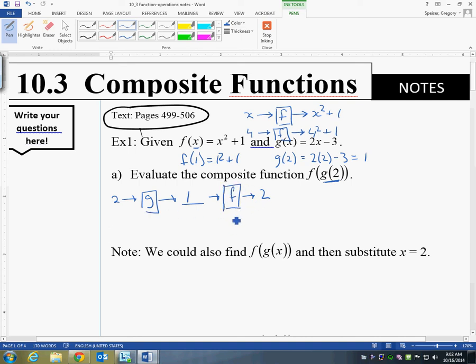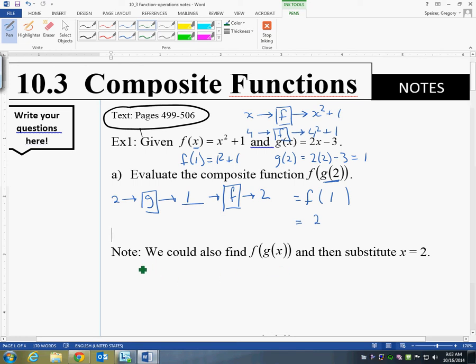If you want to show your work, you can start with f of g of 2, and then below that you can say, once I've evaluated g of 2, my answer was 1. So that's equal to f of 1, and our next line, that's equal to 2. So that's one way to do it. Note, we could also find f of g of x and then substitute x equals 2. This one's a little bit harder because we're going to keep all the x's, and at the very end we're going to substitute a 2.